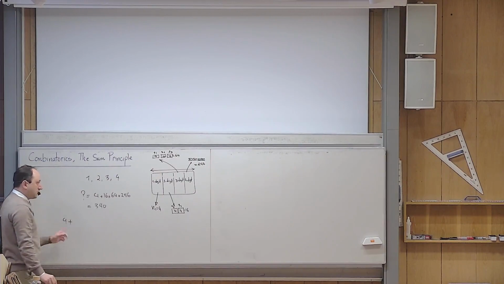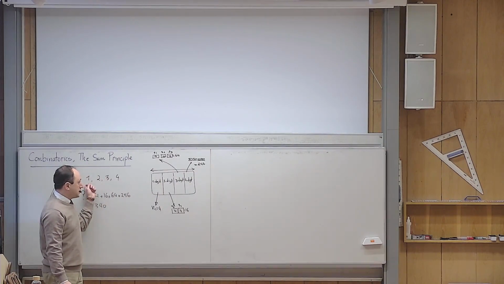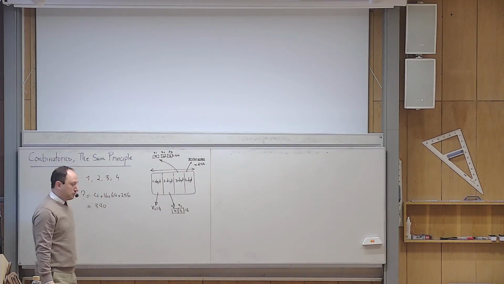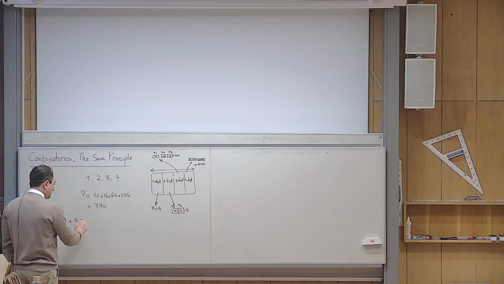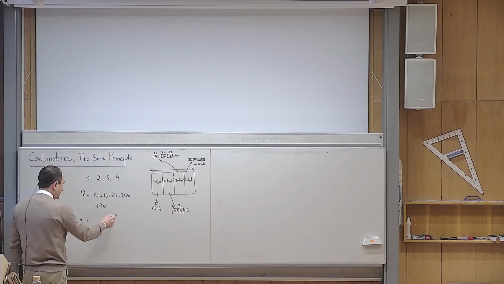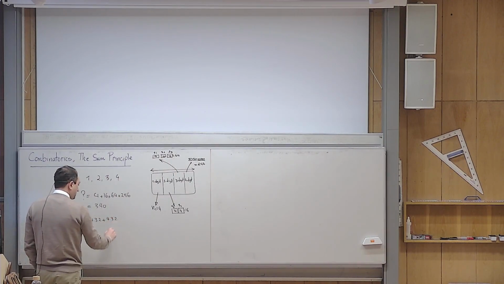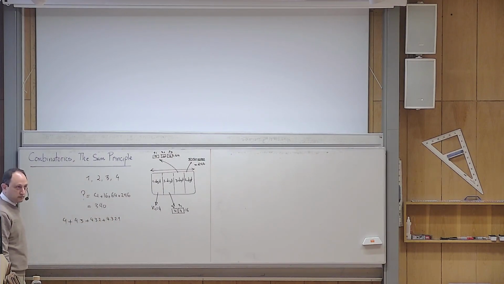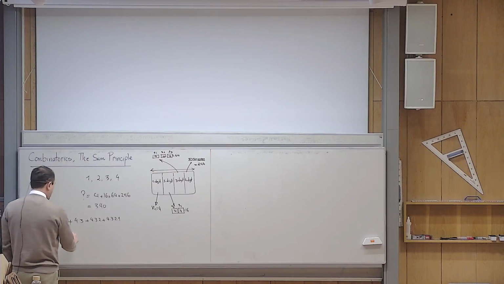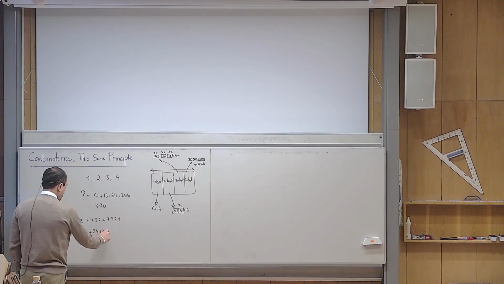But what is it for the second one? For the second one, I want to write a 2-digit number using these numbers, and I am not allowed to repeat any digit. So what's that number? 4 times 3. So you see, it's a combination of the product rule and the sum rule. And the next one is a 3-digit number. So 4 times 3 times 2. And the last one is 4 times 3 times 2 times 1. Yes? I'll have a 4-digit number. So this becomes 4 plus 12 plus 24 plus 24. So it's 64.